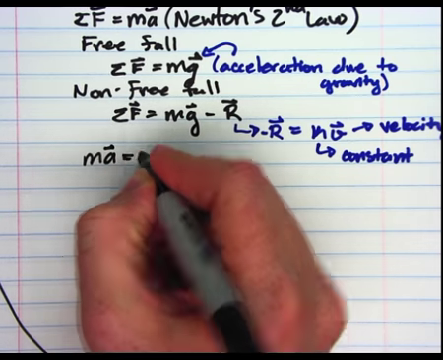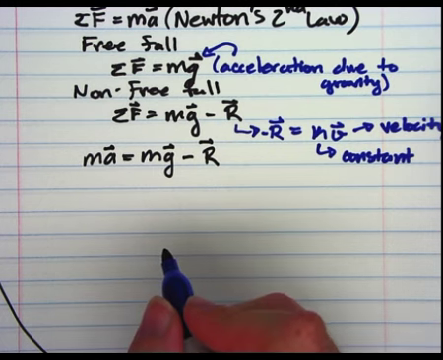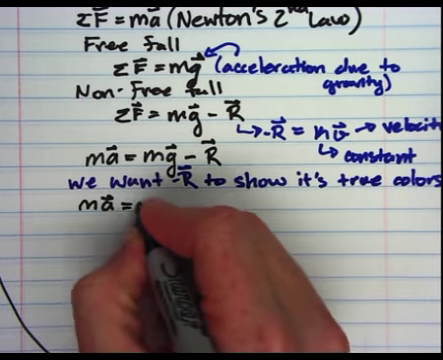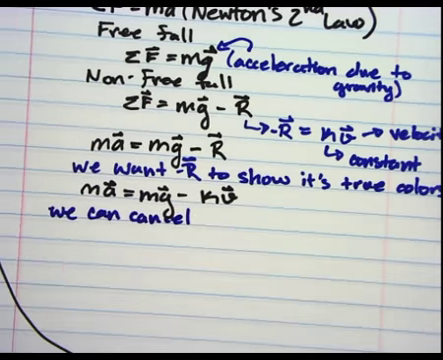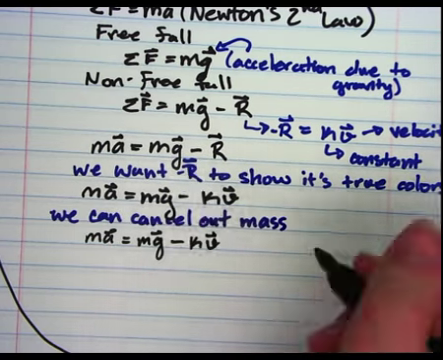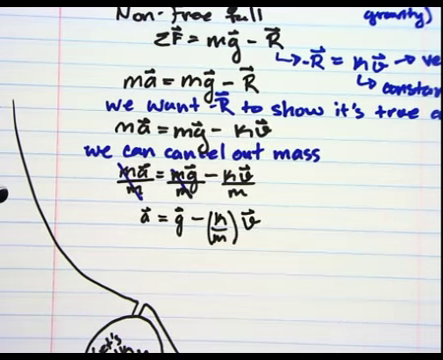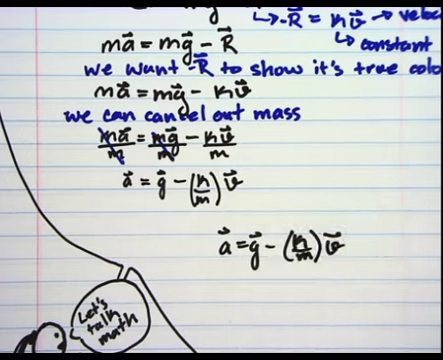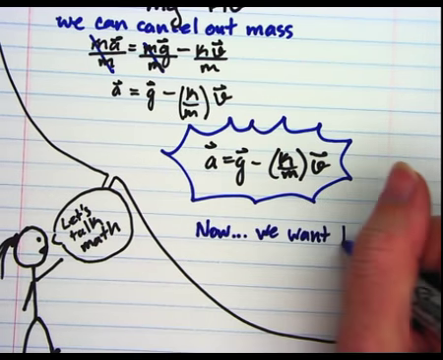So ma is equal to mg minus R, and we want R to show its true colors. So we've got this equation here, and now we want to cancel out our masses. So we're going to divide everything by m. But now we still have a mass on this side. So our equation becomes acceleration is equal to acceleration due to gravity minus k over m times velocity.